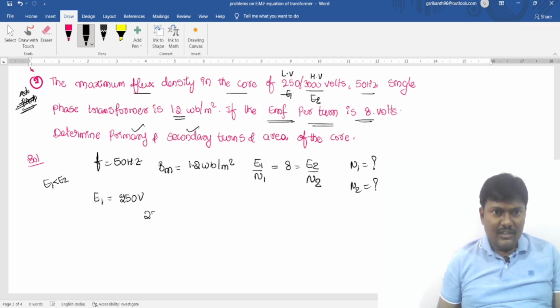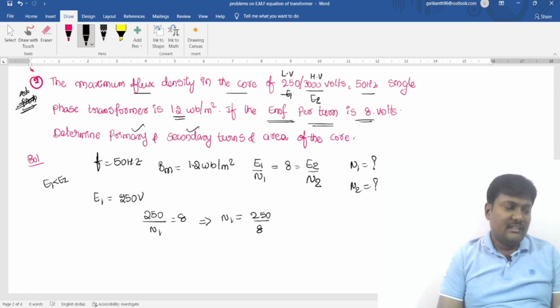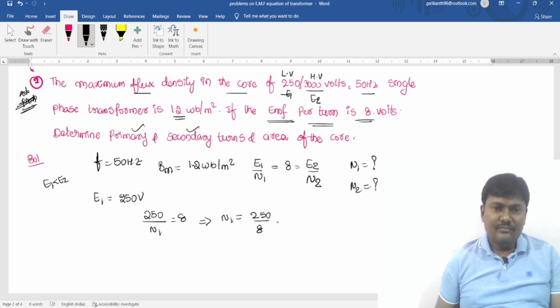250 divided by N1 is equal to 8. So N1 is equal to 250 divided by 8, which is approximately equal to 31 number of turns.